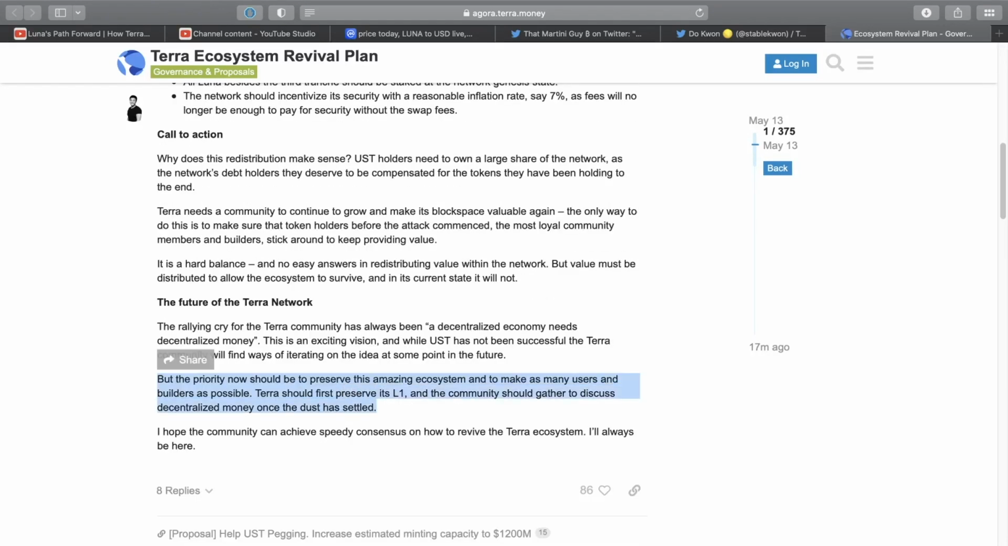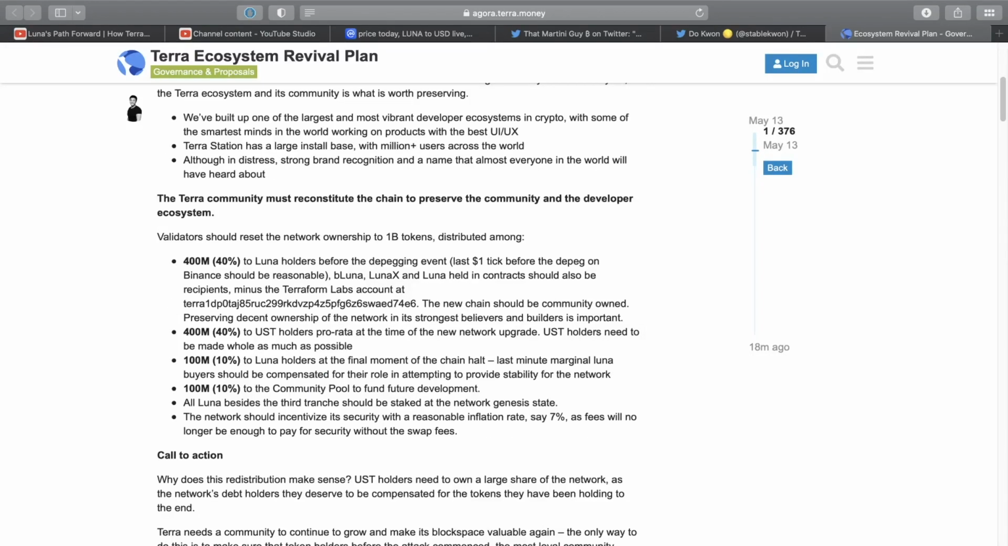The priority now should be to preserve this amazing ecosystem and to make as many users and builders as possible. Terra should first preserve its L1, and the community should gather to discuss decentralized money once the dust has settled. So my big issue with the plan is that essentially the value of the whole ecosystem is gone. Yes, the community is kind of still there, but I believe that most people just want to get their money back and cash out as soon as possible. And if that was actually possible, I think like 99% of people would actually take their money out of the Terra ecosystem and go somewhere else.